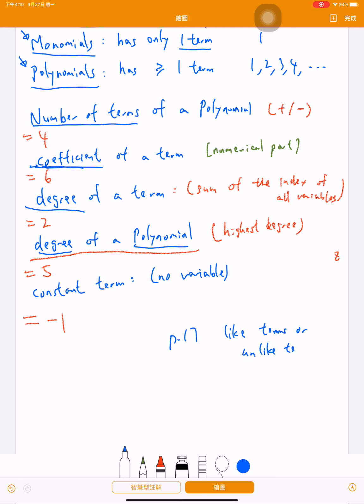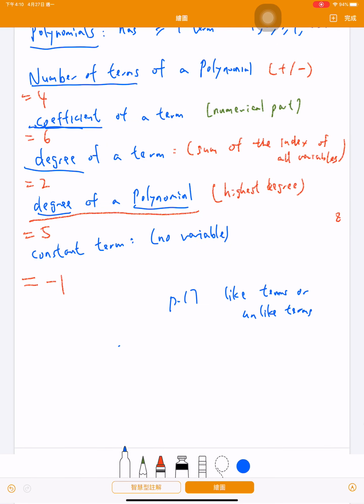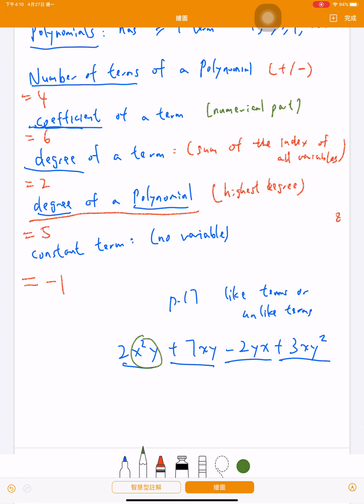So in fact, this one is very important. For example, we have these terms, 2x squared y plus 7xy minus 2yx plus 3xy squared. Okay, so you can see this time we should count the number of terms. 1st term, 2nd term, 3rd term, 4th term. We have 4 terms. But be careful, the first term is called the x squared y term. The second one is called the xy term. The third one is the yx term. The last one is the xy squared term.